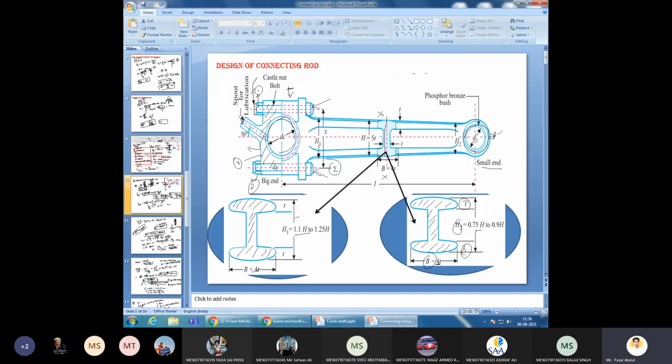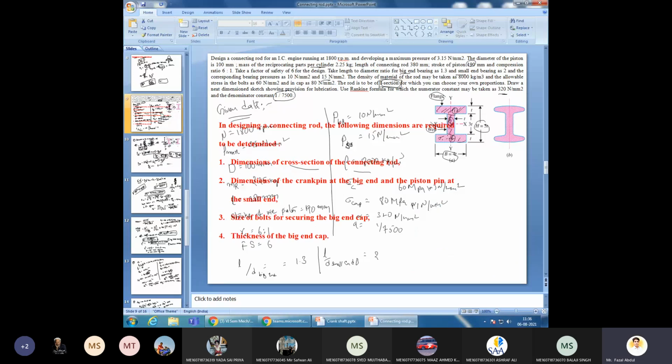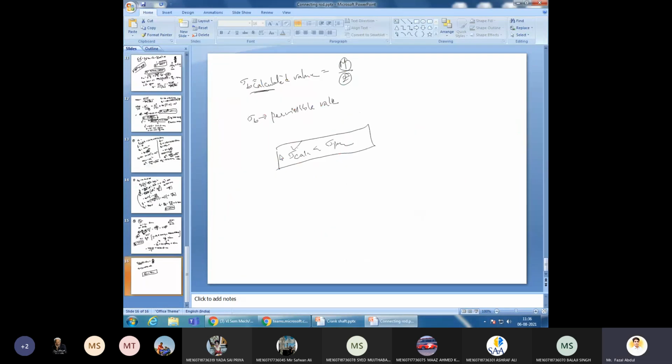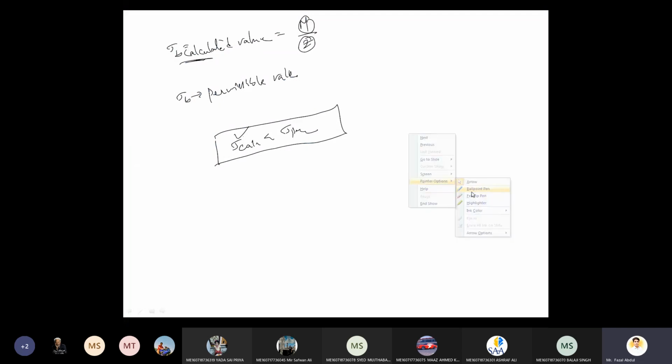So this was the problem yesterday we discussed, and these four parameters also we calculated, and finally the problem is confirming whether our proportions, that B is equal to 4t and H is equal to 5t, what we propose, are under the safe limit or not, we have to verify. So that also verified. Now this is for the cap, big end of the connecting rod cap. This cap is under safe limit or not, we have to check here.